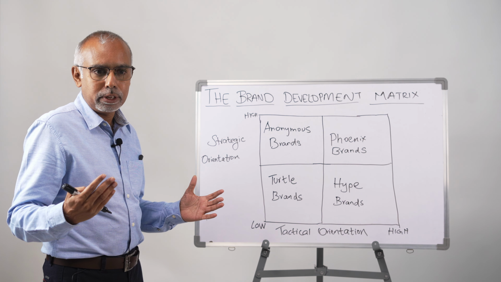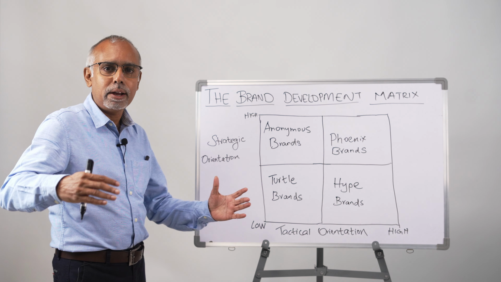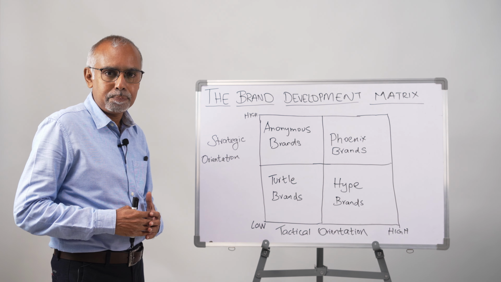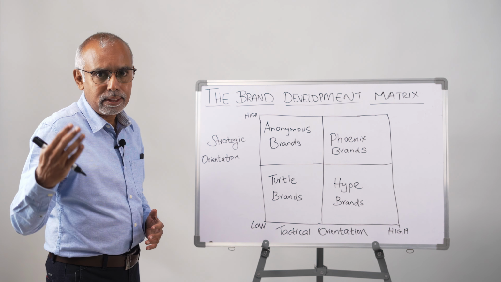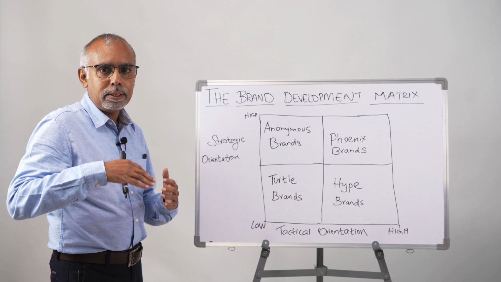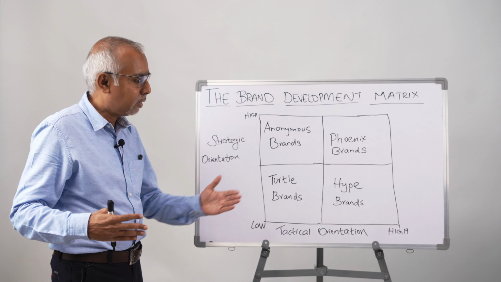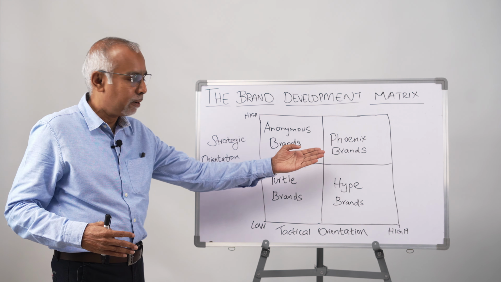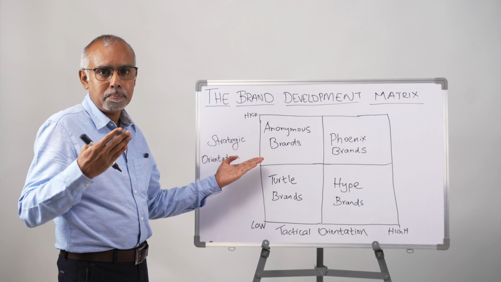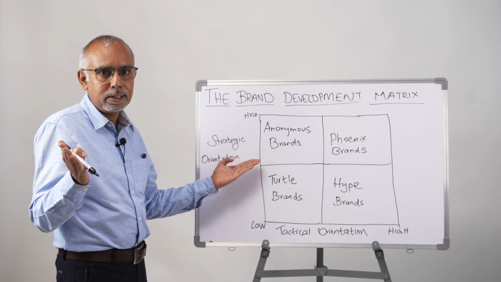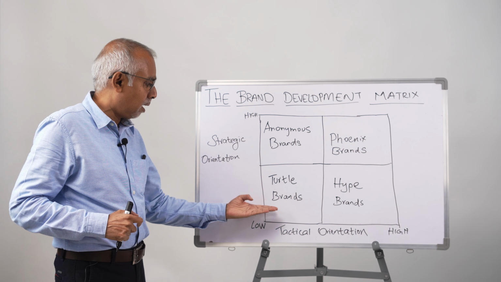Think with your team. Set up a small session with them. Try to identify the core aspects of your brand, that is your strength areas, your weaknesses, and then how you position your brand, your identity. All those things you can do and convert a hype brand into a Phoenix brand. Even if you're an anonymous brand, you're doing really well on the strategy part, but you need to orient more towards the execution side. Turtle brands, I mean, you have to buckle up.